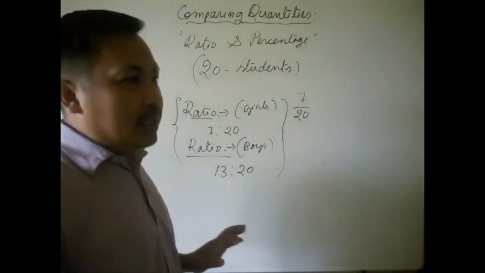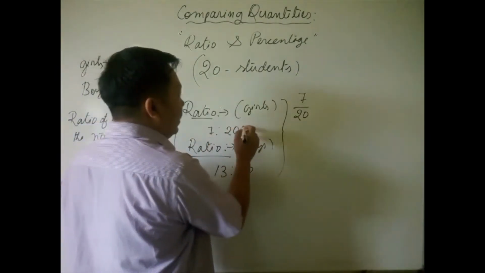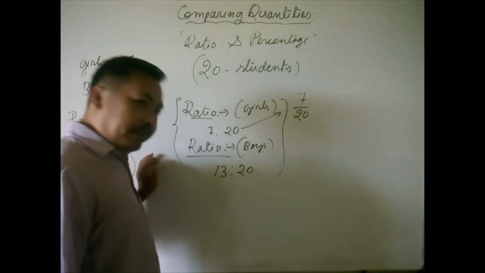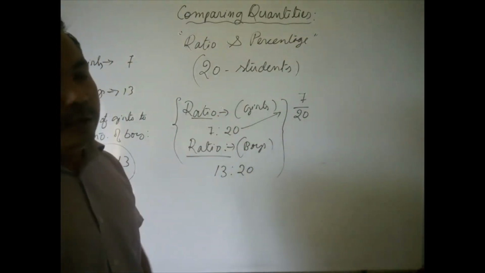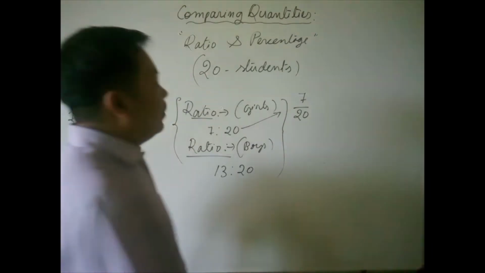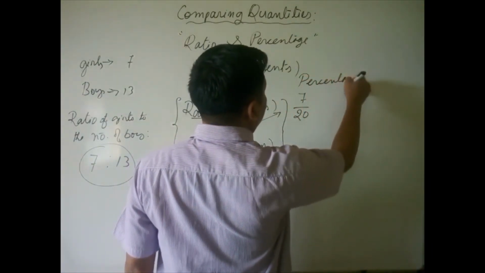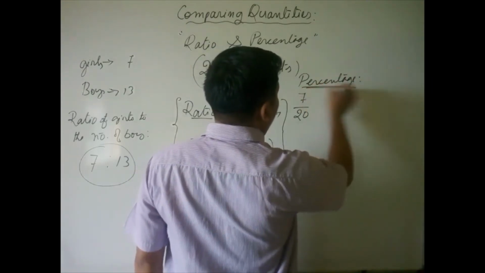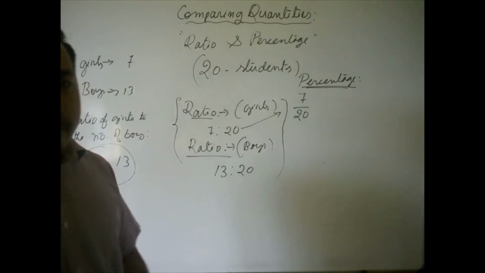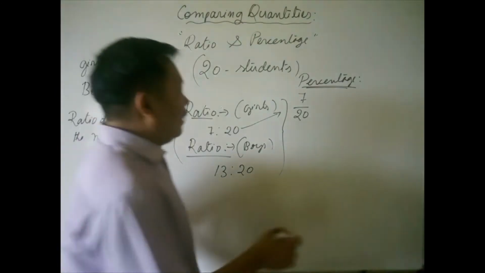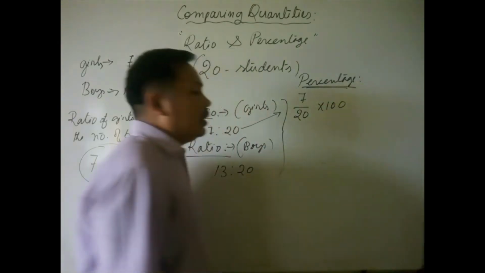The ratio of the girls is 7 is to 20. So 7 is to 20 can be written as 7 by 20. The ratio given here, 7 is to 20, can be written as 7 by 20. So to convert into the percentage, we can convert this number of girls: how much is the percentage of the girls in the class? So for that, don't worry, just multiply with 100.